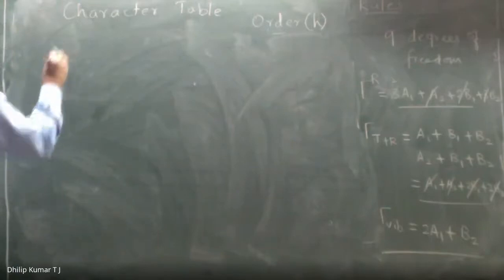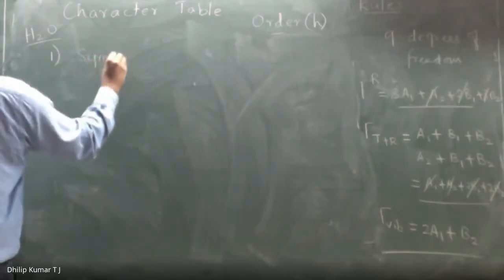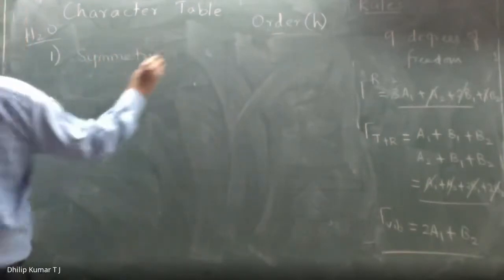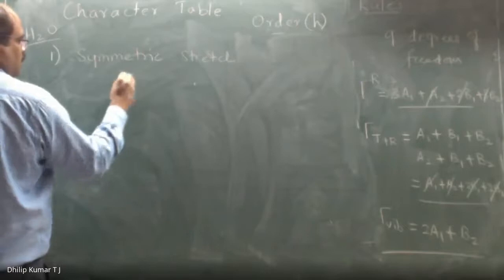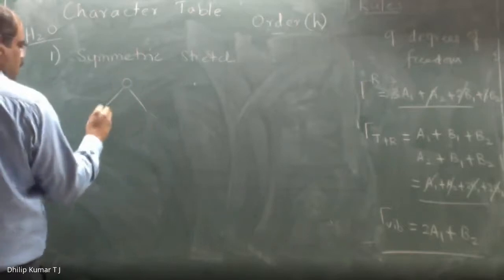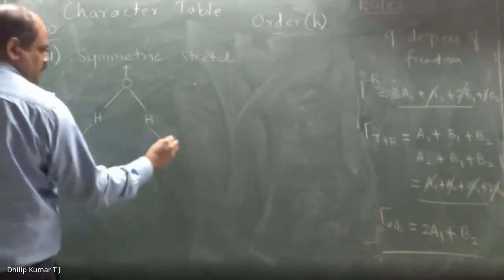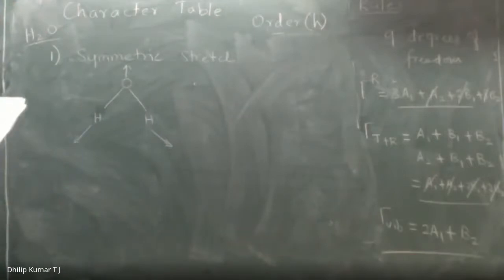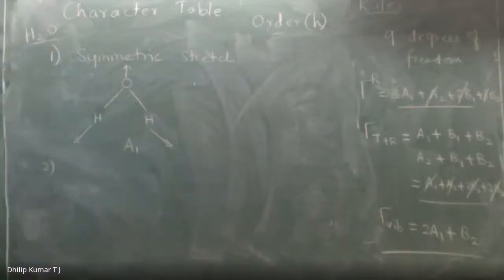So, doing the water molecule, you have a symmetric stretch. This will go up, this will stretch downwards, or vice versa. So this is the symmetric stretch, and this will have A1 symmetry. Then there is another mode, which will also have A1 symmetry, because we are getting two A1s. So one symmetric stretch is A1, then the bending mode.